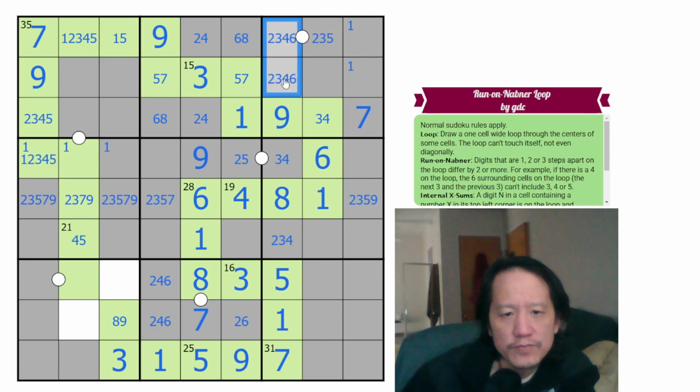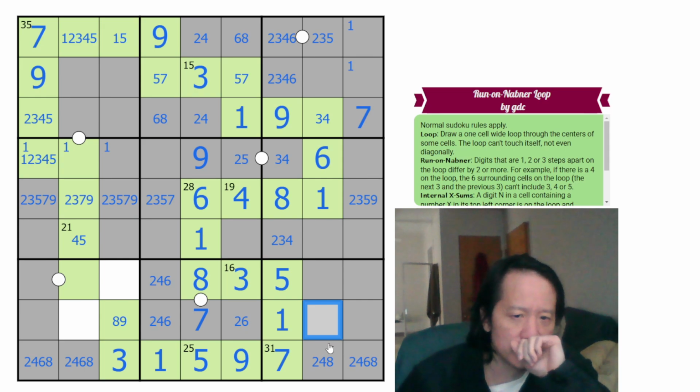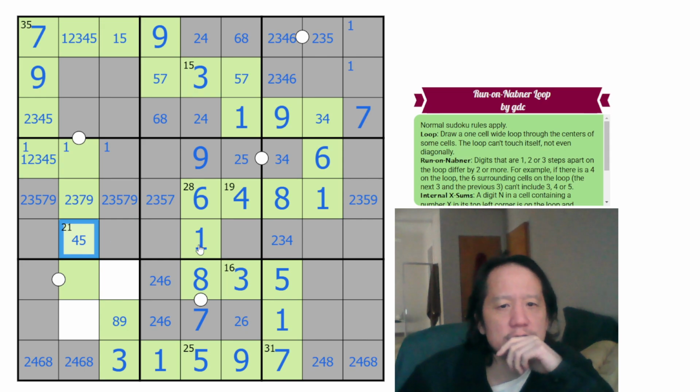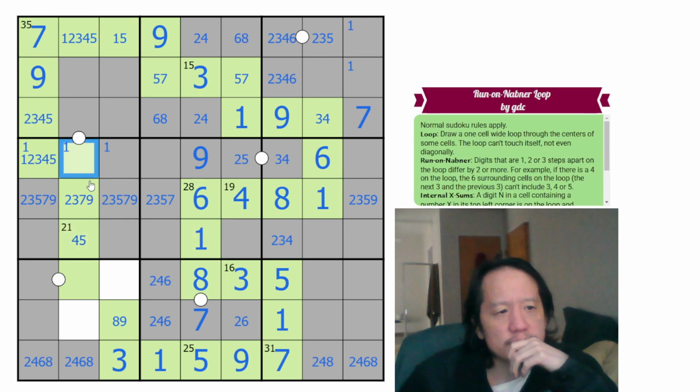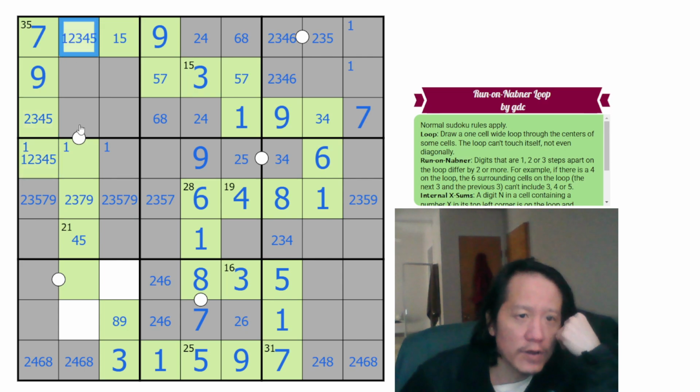We know the 6 is one of these 2 cells. The rest of these cells are 2, 4, 6, and 8. This is 2, 4, 6, and 8. But this can't be 6. Okay. I mean, yeah, the simplest one is that this is 1, 2, 3, 4 here, right? So then this would be, oh.